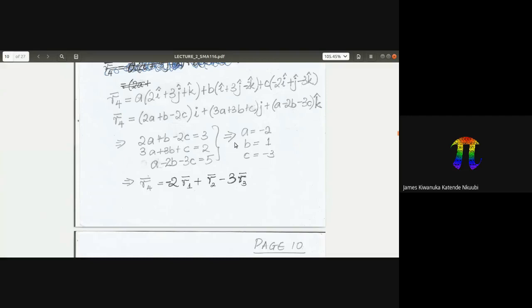Now, the solution for this is a equals -2, b equals 1, and c equals -3. I have not taught you how to solve this, but for now you can take this as the truth. We will learn how to solve this. So we have found the numbers a, b, and c, where a is -2, b is 1, and c is -3. So in your own time, you can check and confirm if indeed R4 is equal to this expression on the right-hand side.